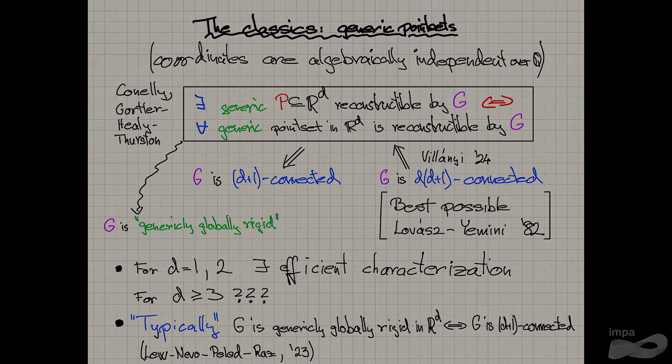If you know what it is, at the moment when your random graph becomes D+1 connected, it immediately will become globally rigid with high probability. Okay. So this is as good as it gets, as D+1 connectedness is a necessary condition.